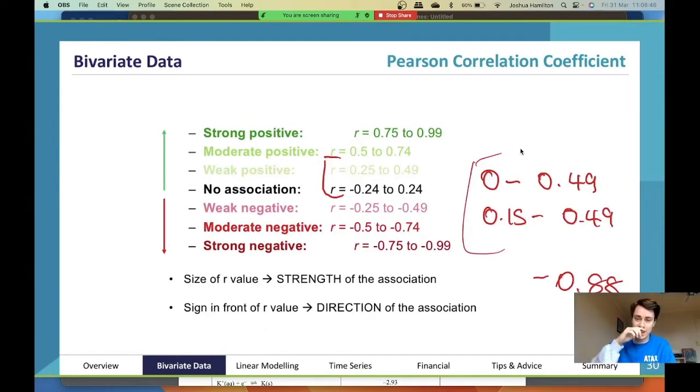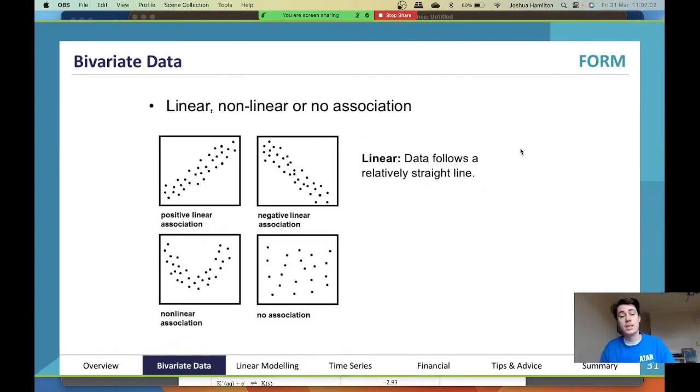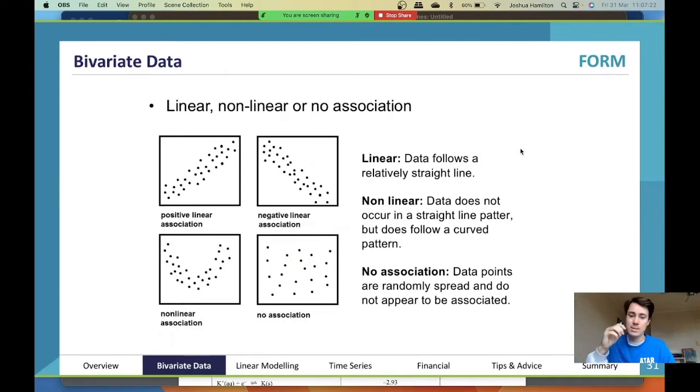So it's important to be able to decipher it by looking at your graph, just having a look at it and going, all right, what does it actually look like? Like, what have I actually got? And have a look at it in that form. So, warning: you can only calculate R values for linear data sets, and we will discuss that. Then we have form. Form is whether it's linear, non-linear, or no association. You're going to assume it's linear unless it looks really bad, or unless your R value says no association. Linear data follows a relatively straight line, non-linear has a curve, and no association is where the data points are randomly spread and do not appear to be associated.